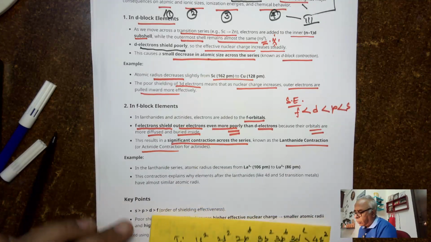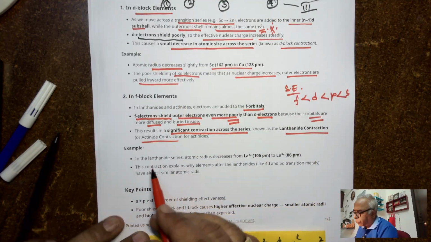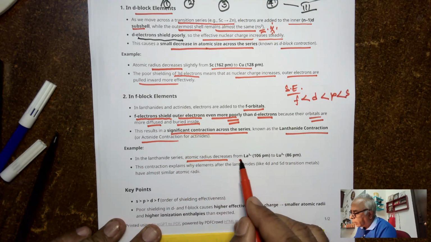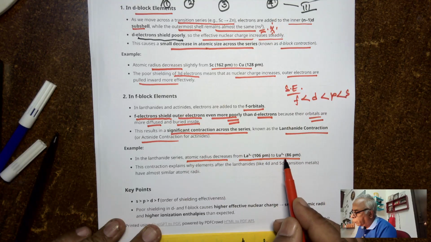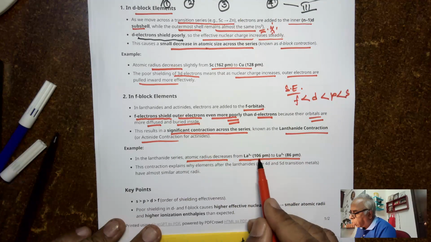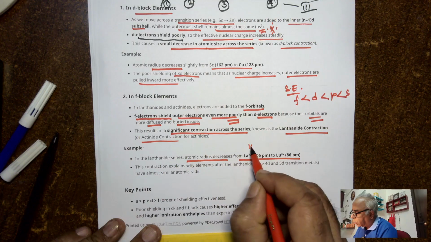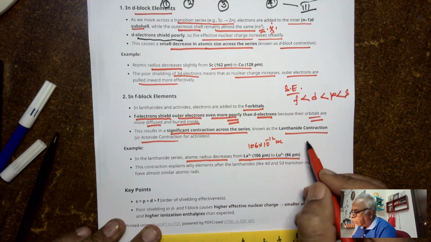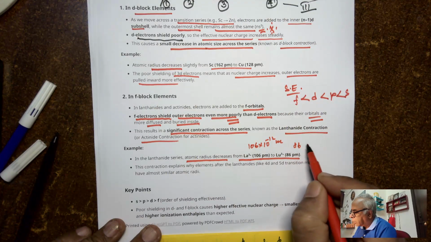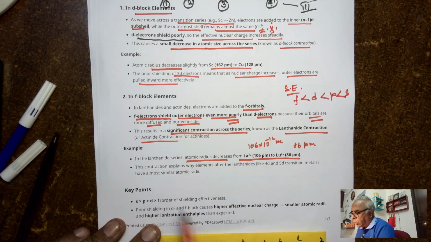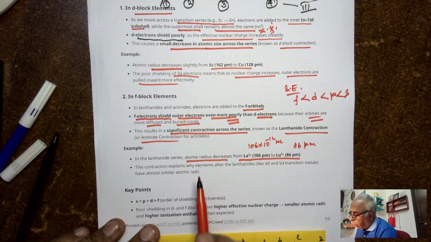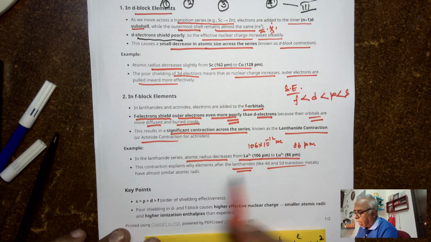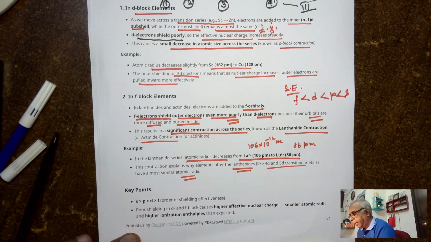When you look at the example here, in the lanthanide series, the atomic radius decreases from lanthanum 3 plus, which has 106 picometer, to lutetium 3 plus, which is 86 picometer. Picometer means 10 power minus 12 meter. So the contraction explains why elements after lanthanides, like 4d and 5d transition metals, have almost similar atomic radii.